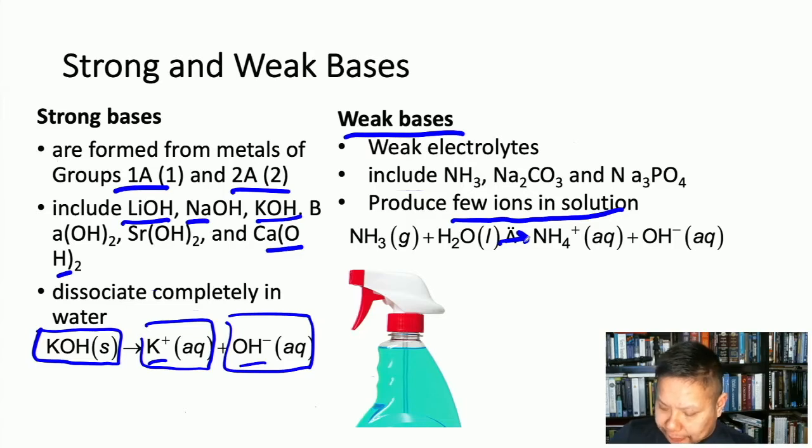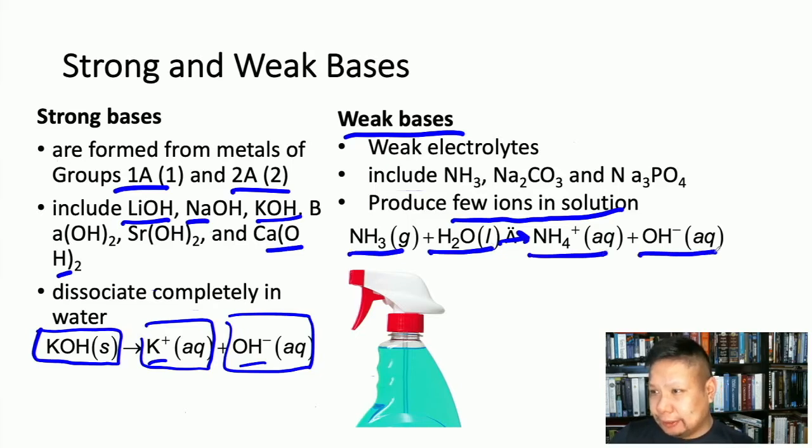So an example of a very weak base is ammonia gas combining with water to make ammonium and hydroxide ion, right? This is actually a very reversible reaction because most of it stays as ammonia gas and water. That's why when you smell Windex, you smell ammonia so well, right? It's mostly in the gaseous form of ammonia, and there's very little ammonium ion and hydroxide ion, and that's your example of a weak base.